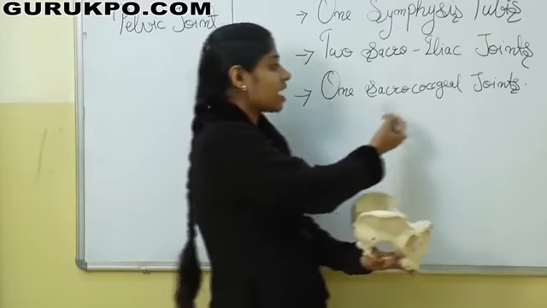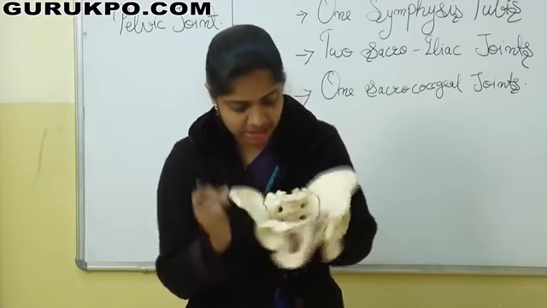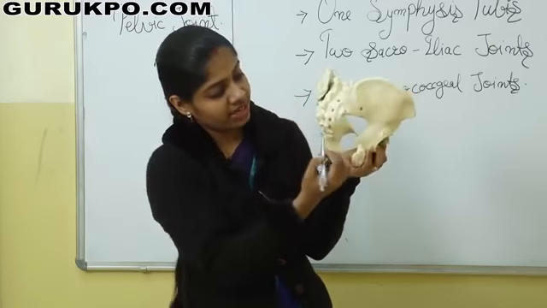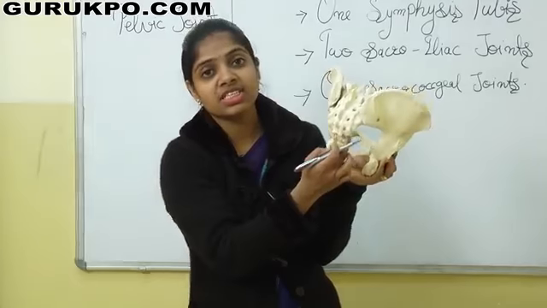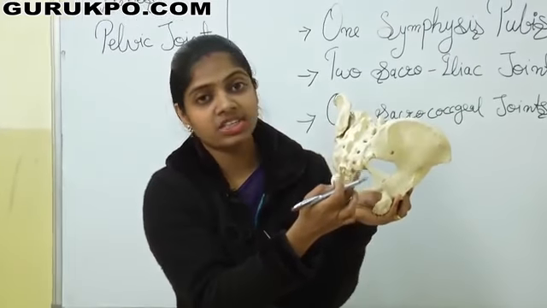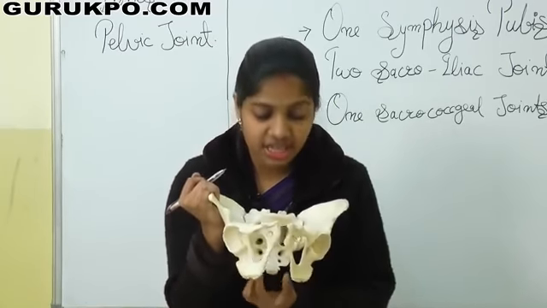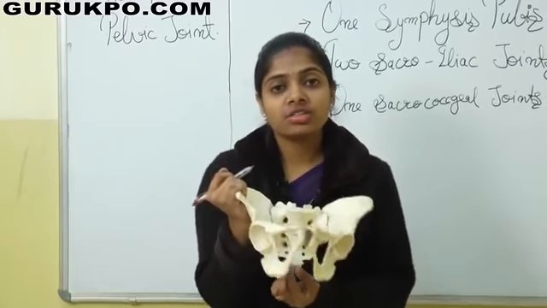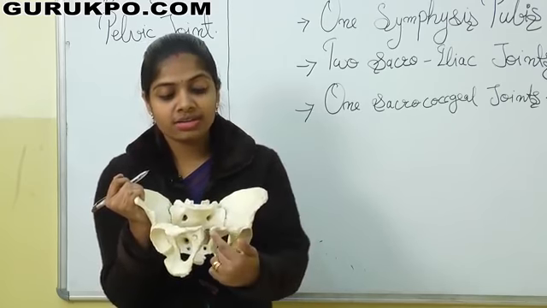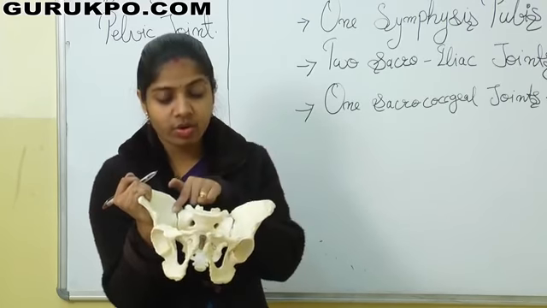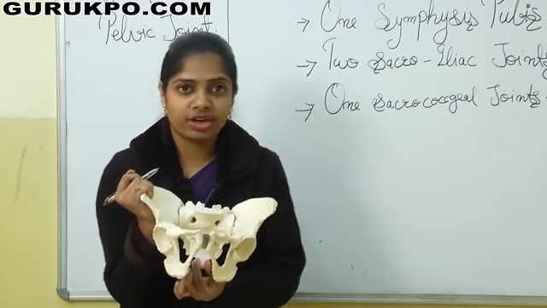Then there is one sacrococcygeal joint, where the sacrum and the coccyx, this small bone, meet. This is the only movable joint in the pelvis. So we have discussed the joints: the pelvis has four joints, one symphysis pubis, two sacroiliac joints and one sacrococcygeal joint.